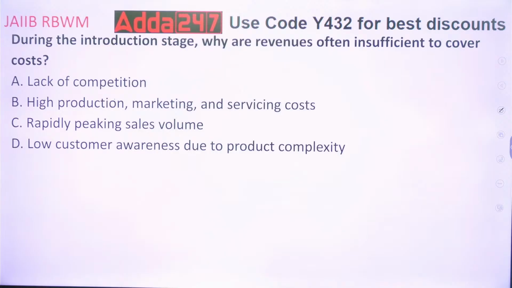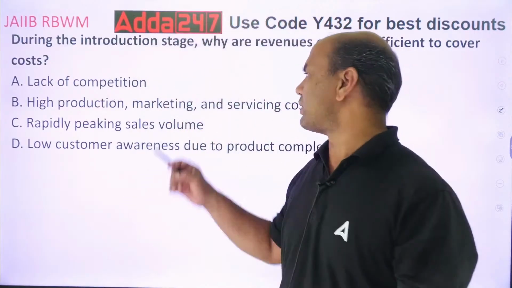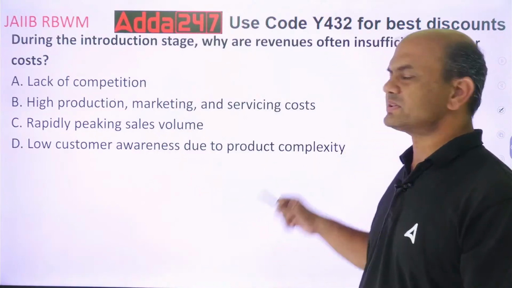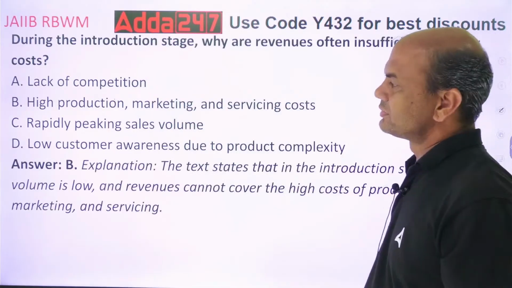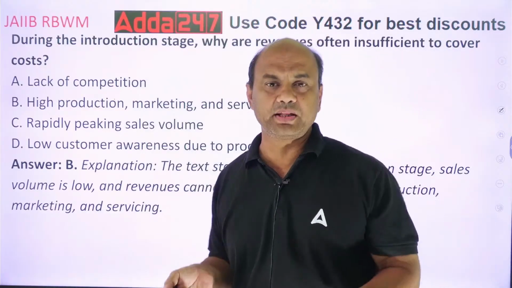So the answer will be B or D. See, A and C is not the answer. The answer is either B or D. Now think, is the answer B or D? High production, marketing and servicing costs, or low customer awareness due to product complexity. What do you think? High production, marketing and servicing costs. This is the main problem in the introduction phase.